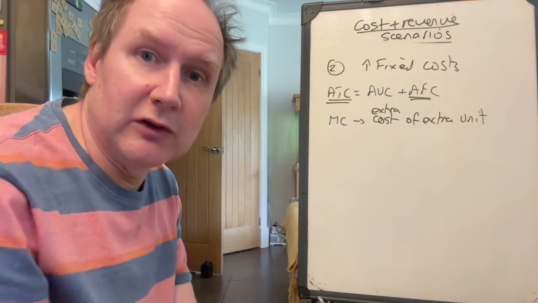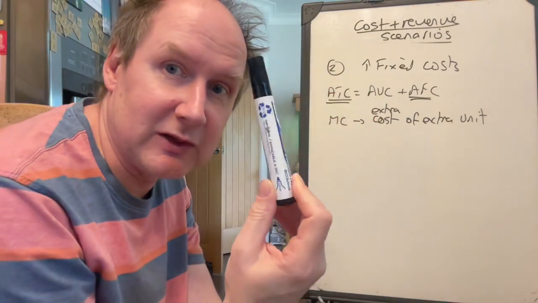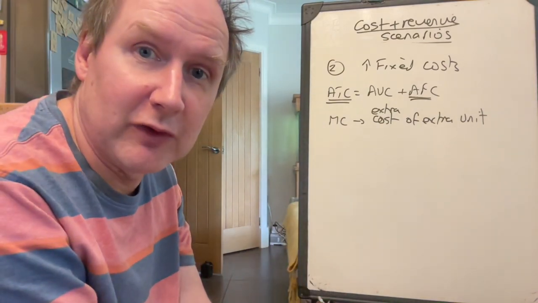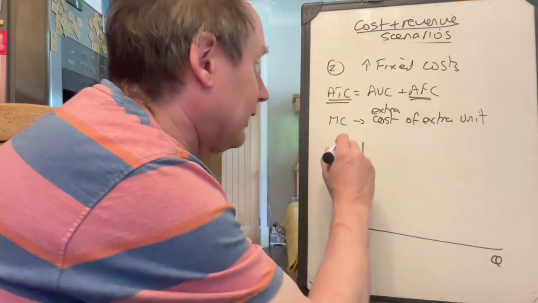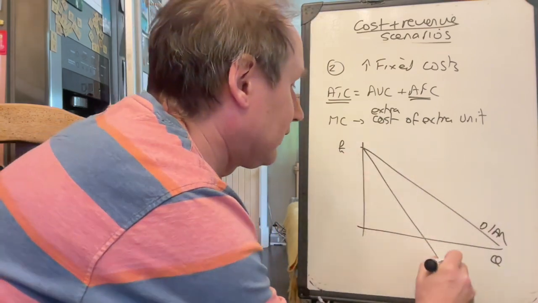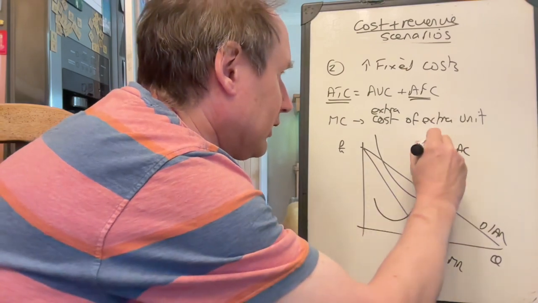A change in your rent doesn't affect the plastic or the amount of time it takes to make this pen. So this is the easiest one because the only thing it affects is average cost. So let's see how that plays out on the diagram. Again, let's suppose we've got a firm that's making initially abnormal profits. There's average cost, there's marginal cost.